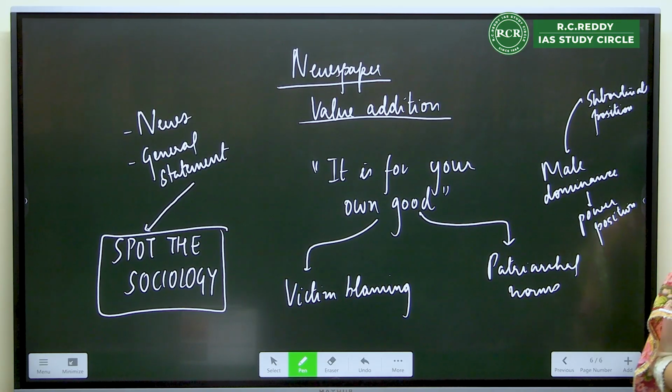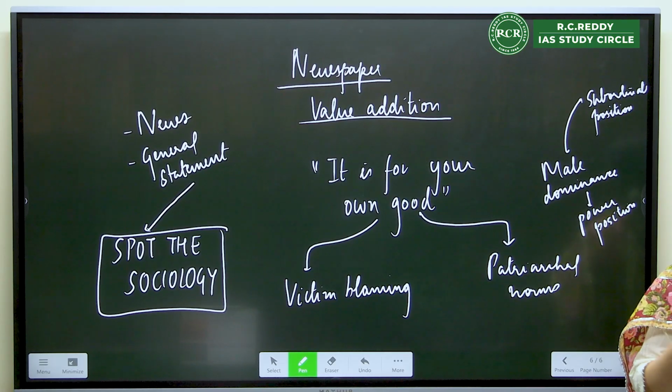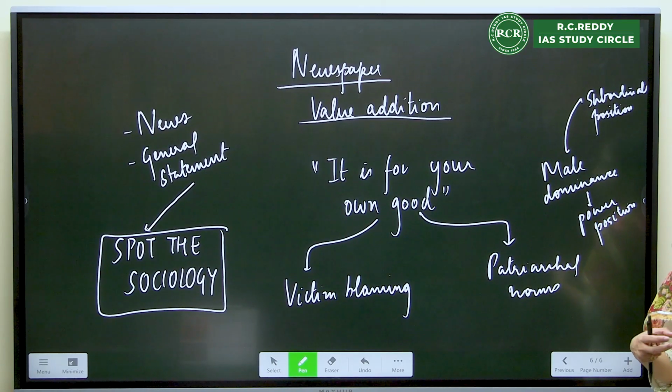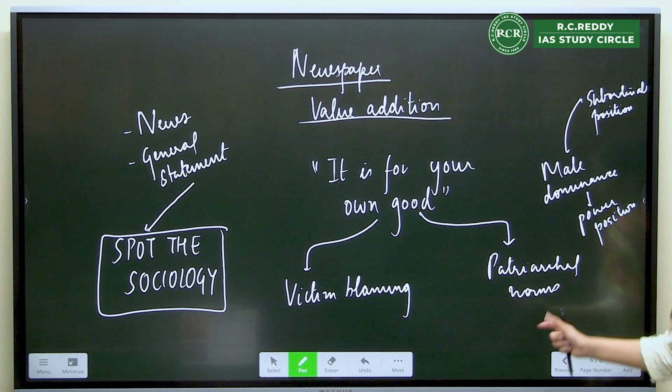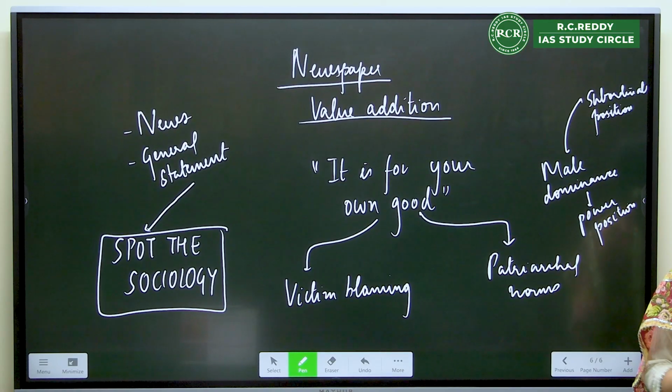Now, to make sure she is in that subordinate position, you reaffirm those norms since childhood. You have to wear these clothes, you have to be on time, you don't have to go out in the dark. So with this simple statement, it is for your own good, first of all, you are blaming the victim, you are shaming that person, and secondly, indirectly, you are reinforcing those norms. Since childhood, you keep on reinforcing these things.